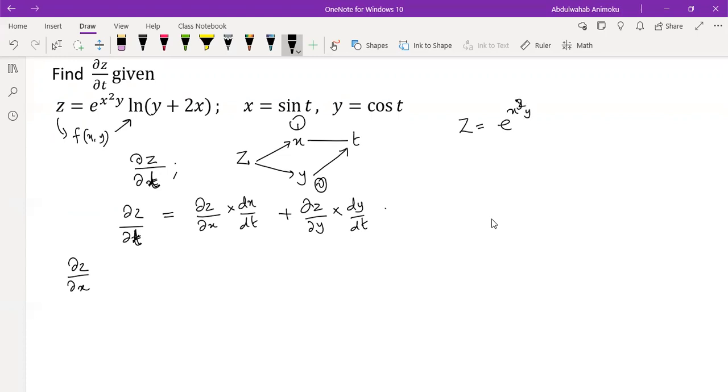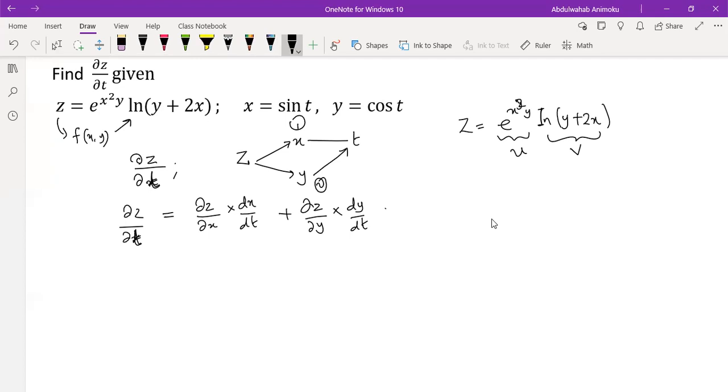e raised to power x squared y, times ln y plus 2x. Now notice that this is basically the product of two functions, where the first function is this and the second function is this. Once you know this, you should know definitely this is going to be product rule in order to differentiate such a function with respect to whatever variable you're looking at, okay? So this is going to be chain rule. Right, so let's just focus on finding the derivatives here.